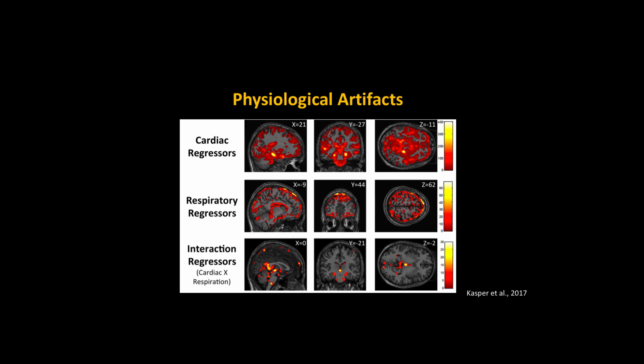Respiratory regressors, where does that seem to be the most severe? More towards the top of the brain, right? Top of the head. Why is that? Breathing, probably moving a little bit more in that direction. Again, this is something usually, I don't know, is this a default that's taken care of by the fMRI lab? Or do they have to ask about it specifically?